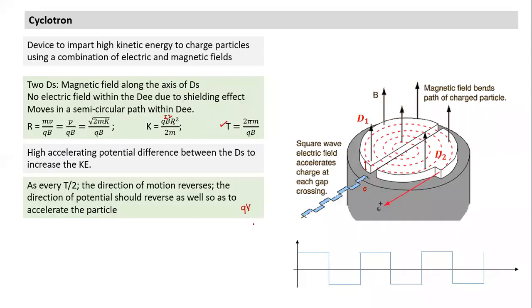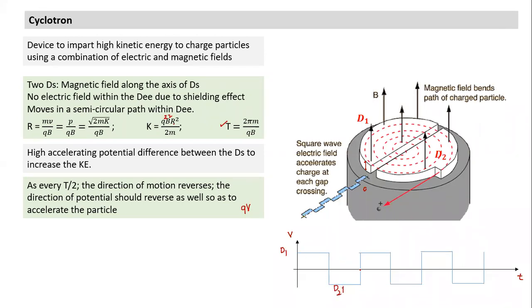Suppose this is how the voltage varies with time. What kind of voltage do we have? A square wave. What do plus and minus indicate? They indicate that the polarity is changing. If plus indicates D1 is at higher potential, then negative indicates D2 is at higher potential.